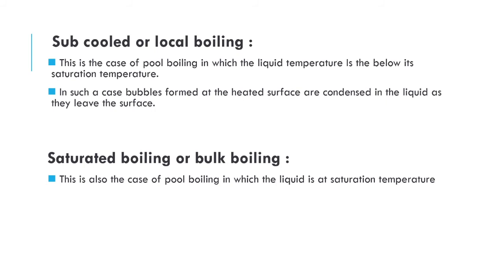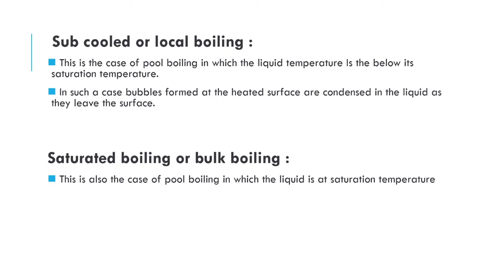Then we move on to subcooled or local boiling. Subcooled or local boiling is a case of pool boiling, that is, when the material is submerged inside a liquid and the convection is natural, below its saturation temperature. In such a case, bubbles formed at the heated surface are condensed in the liquid as they leave the surface.